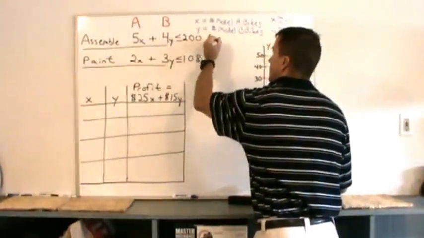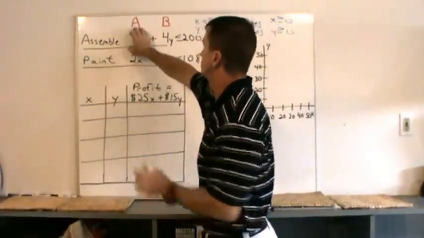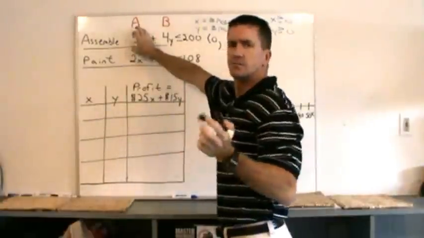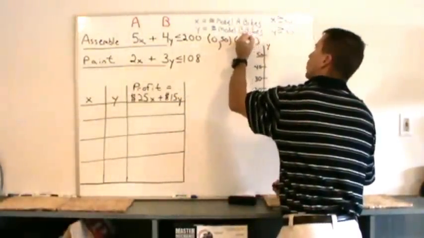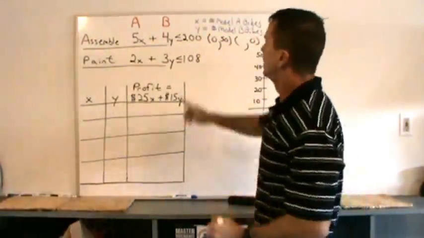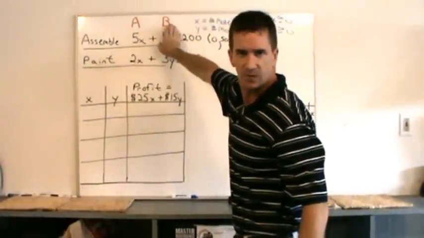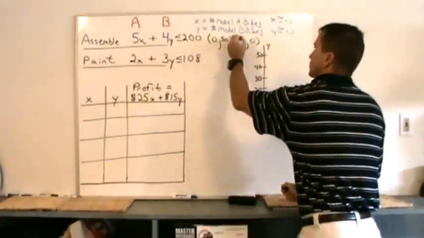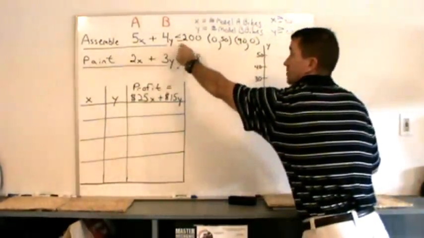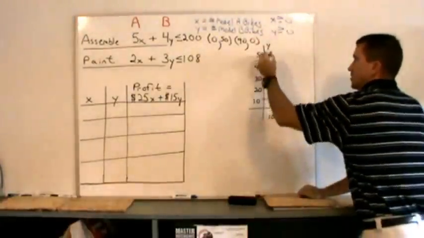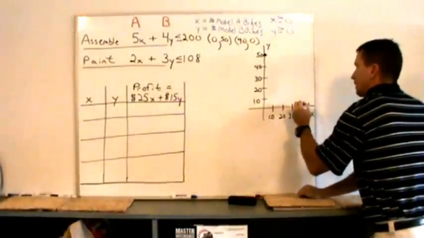Let's get a point. If X is 0, 5 times 0 is 0, 4Y equals 200, Y would equal 50. Let's get one more point. What if Y was 0? If Y was 0, 5 times X equals 200 and X would equal 40. So we've got 2 points, and I can graph that line. If this was an equal sign, at 0 it's 50, and 40, 0 would be right here.